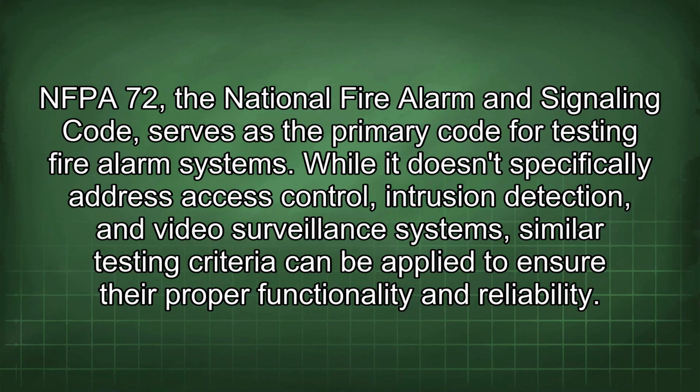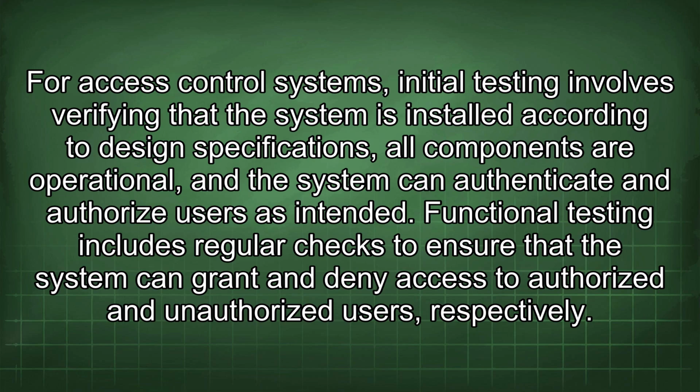NFPA-72, the National Fire Alarm and Signaling Code, serves as the primary code for testing fire alarm systems. While it doesn't specifically address access control, intrusion detection, and video surveillance systems, similar testing criteria can be applied to ensure their proper functionality and reliability. For access control systems, initial testing involves verifying that the system is installed according to design specifications, all components are operational, and the system can authenticate and authorize users as intended.